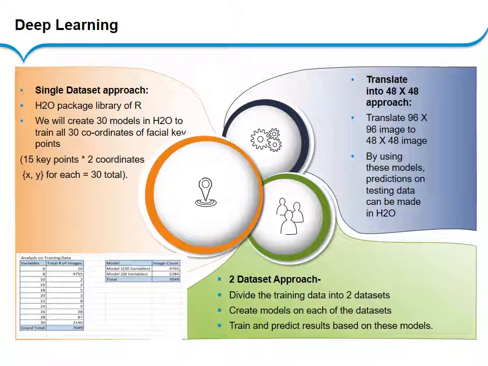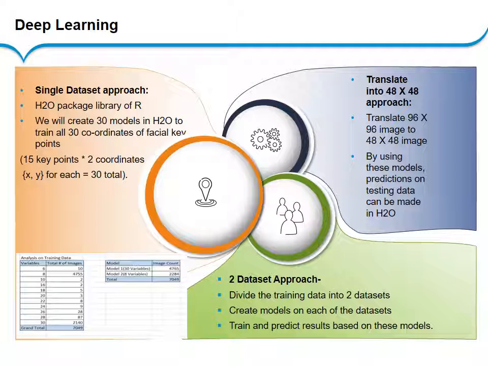The second algorithm that we implemented is deep learning. We used three different approaches in deep learning to get the best score for our algorithm. The first approach is the single dataset approach. We used the H2O package library and we created 30 models for all 30 coordinates, that is, 15 key points into 2 coordinates x and y for each, which gives us 30 in total. Based on these models, we predict our results on the test dataset.